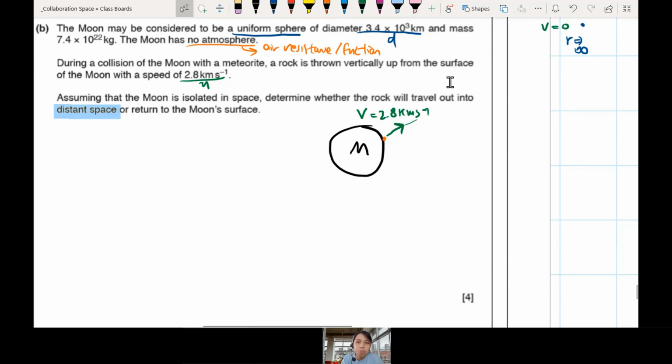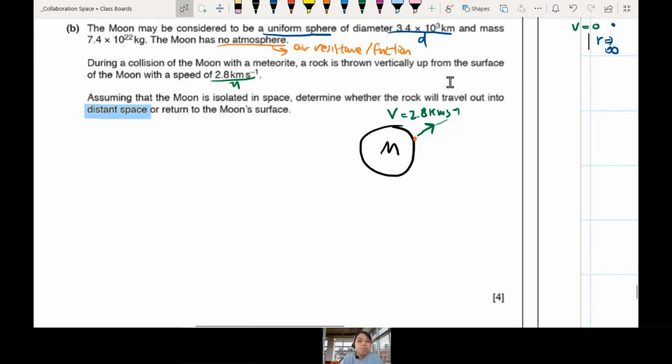Okay, what is the GPE at infinity though? At the surface, you have some potential energy, which is some negative value. When you travel very far away, the potential is going to be 0, or the GPE with reference to infinity is 0. Very nice.